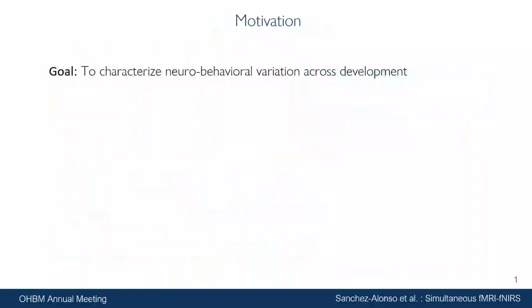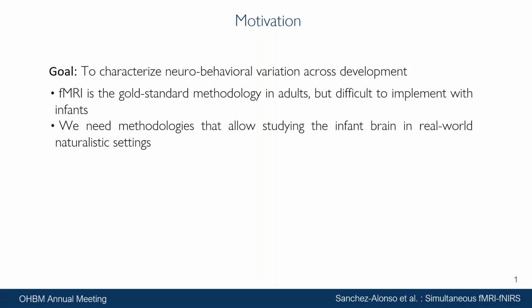So what's the motivation for the study? Why do we want to compare these two different signals? For those of us interested in studying neurobehavioral variation across development, one of the challenges of fMRI, especially when working with infants and toddlers, is that although fMRI is the gold standard methodology in adults, it is very difficult to implement with infants, with toddlers, even young children, especially awake fMRI.